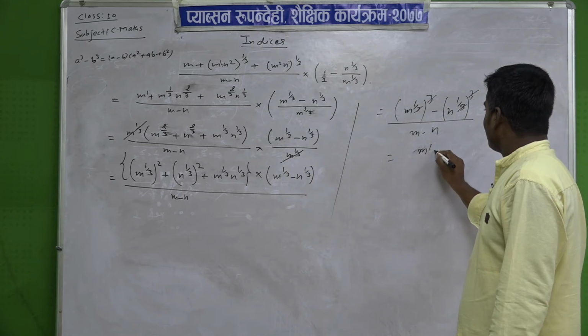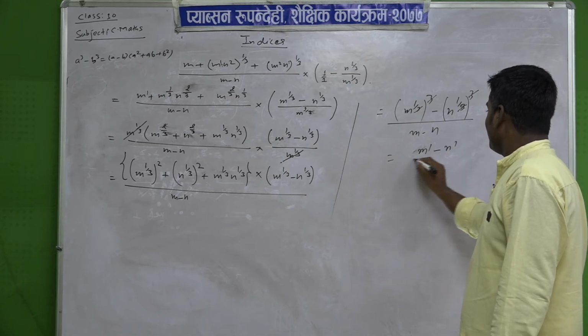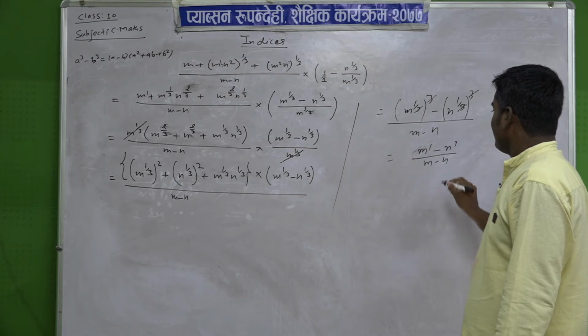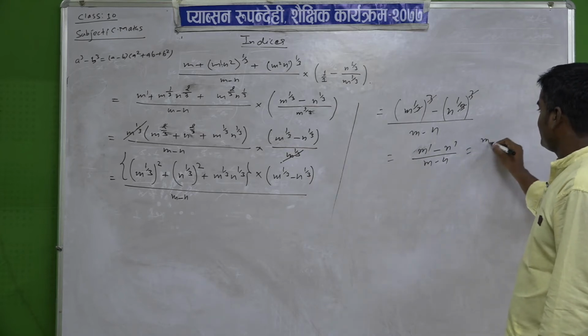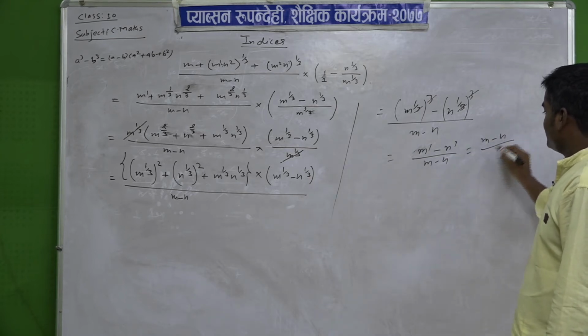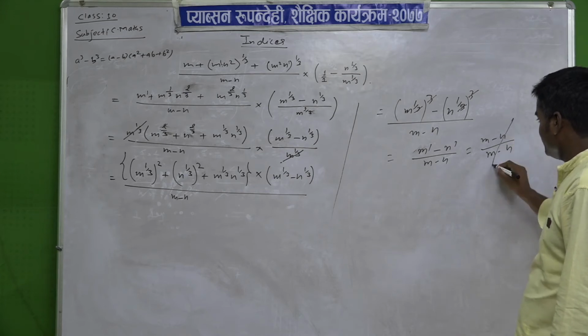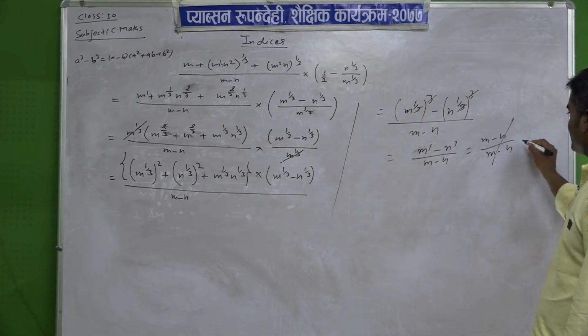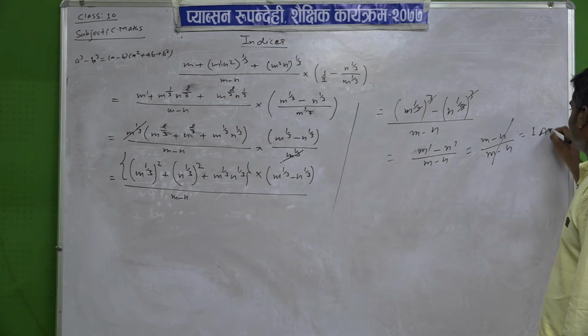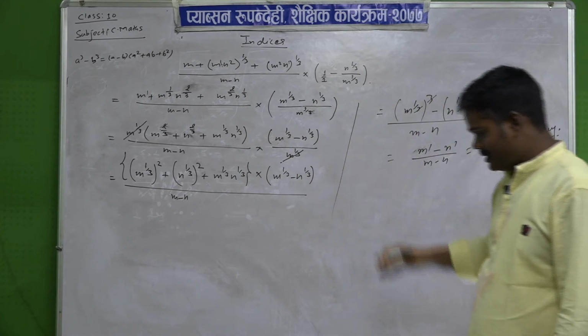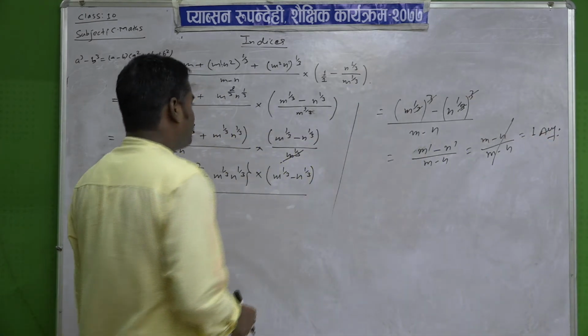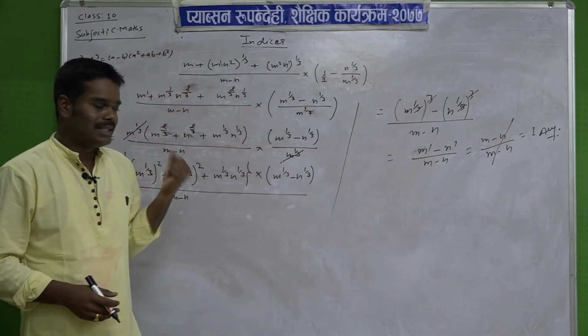M power 1 minus n power 1, m n. So, you can write this as m n, m minus n, m minus n. These are common factors, so both cancel. How much is left? 1. So, this is the answer. This is a very important question and you have to solve it like this.